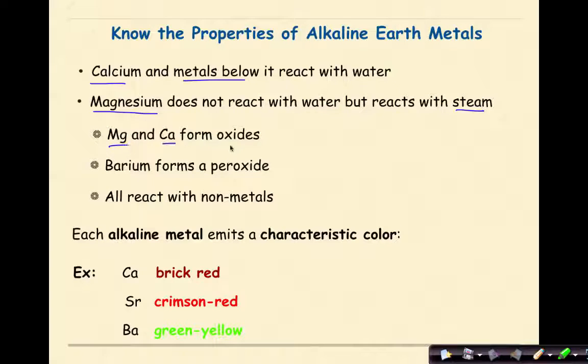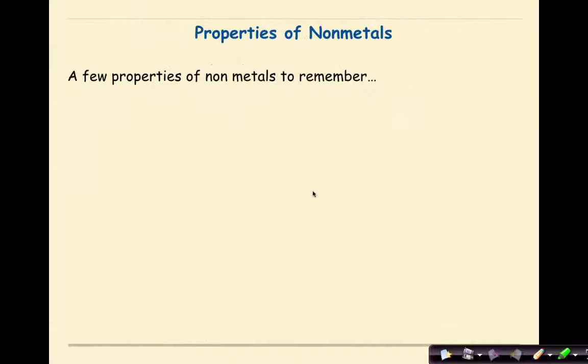Magnesium and calcium will both form oxides, barium will form a peroxide, and all will react with nonmetals. Each alkaline earth metal will also emit a characteristic color. So for example, calcium will be a brick red, strontium will be a crimson red, and barium will be a greenish yellow. Properties of nonmetals that you should be familiar with.